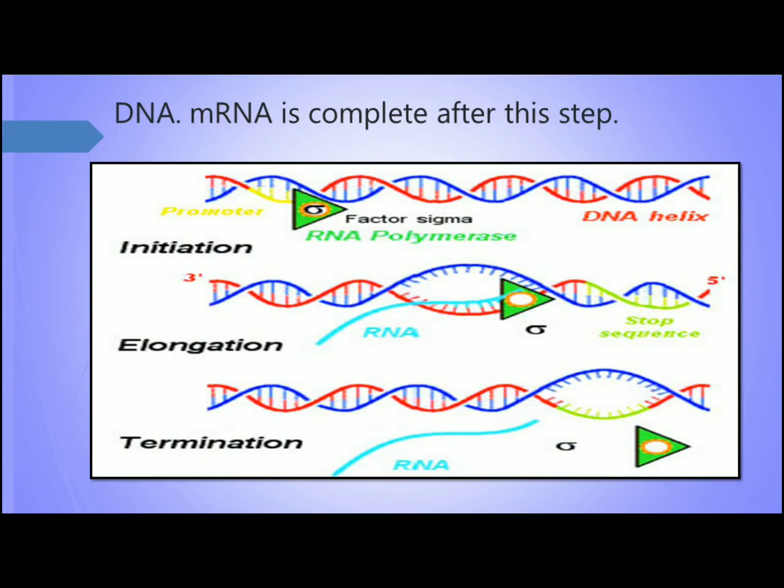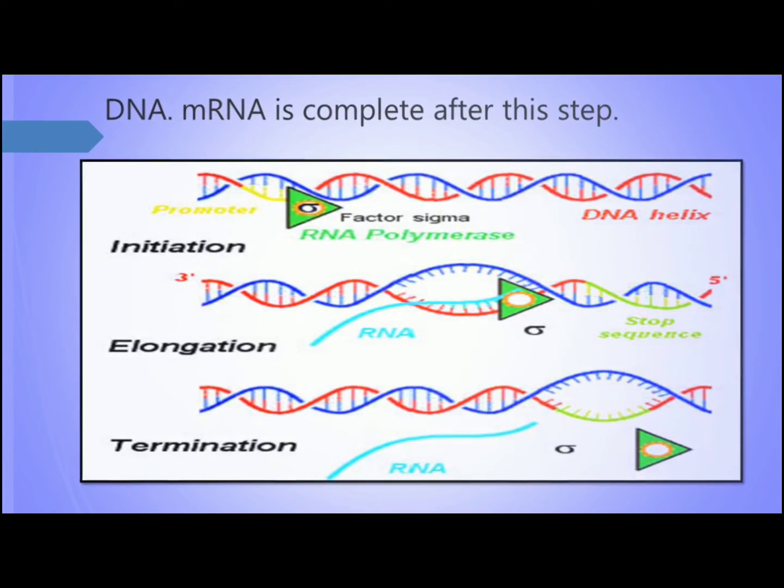Elongation. Elongation is the addition of nucleotides to the mRNA strand. Termination. RNA polymerase transcribes the terminator. It detaches from the DNA. The mRNA is complete after this step.